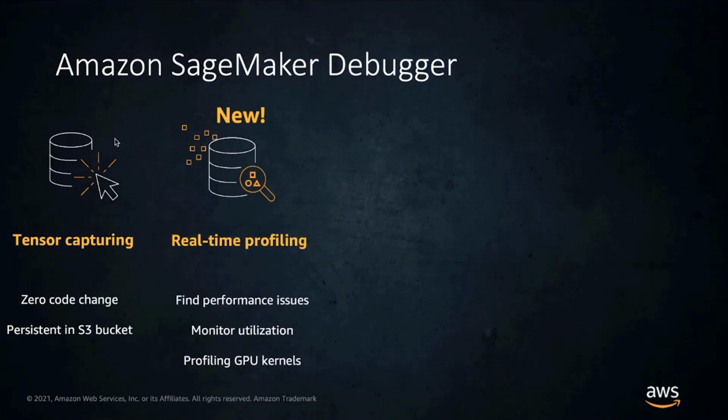Debugger provides a new feature, a profiling functionality that you can use to capture performance metrics from your model training to identify issues related to computation and performance. We monitor metrics such as system utilization, like utilization of CPU, GPU, memory, network, and I/O. And you also have the possibility to profile GPU kernels.